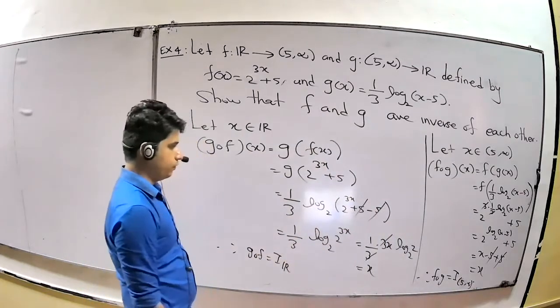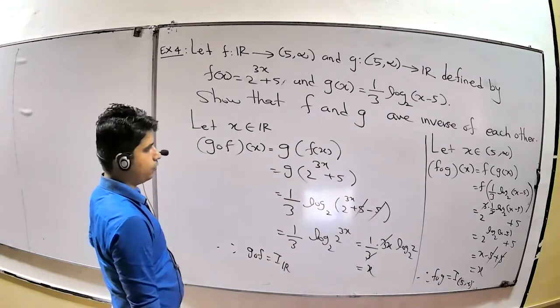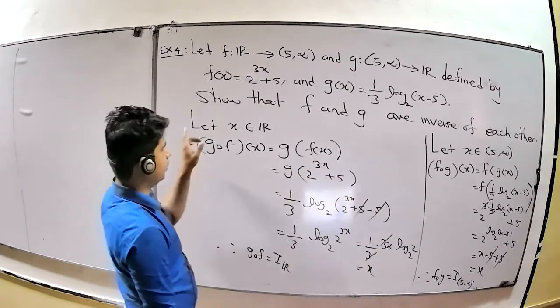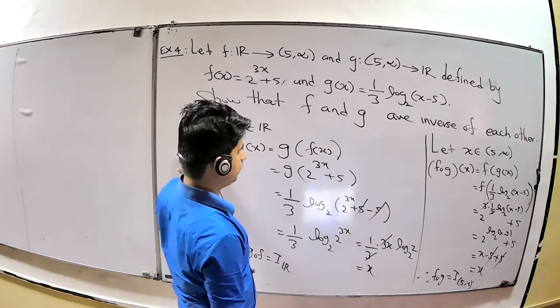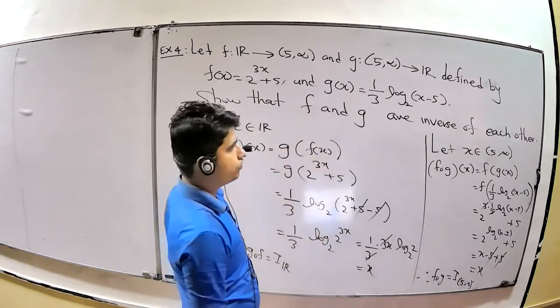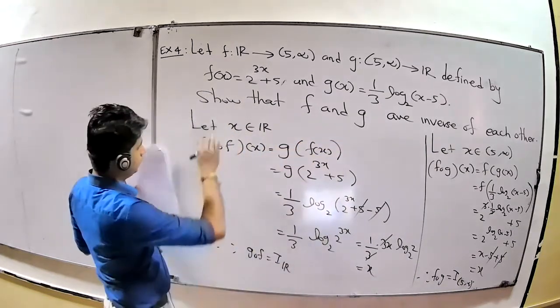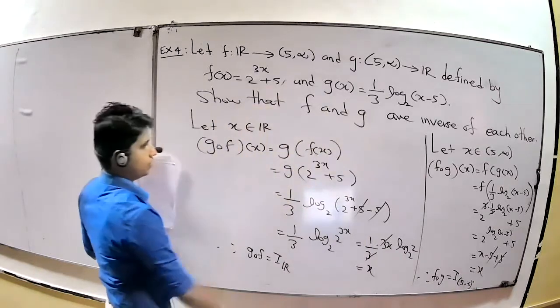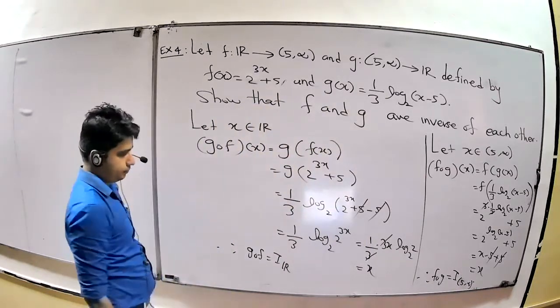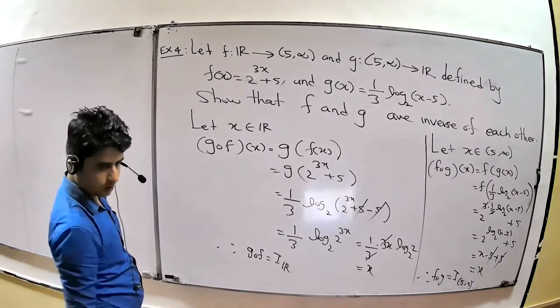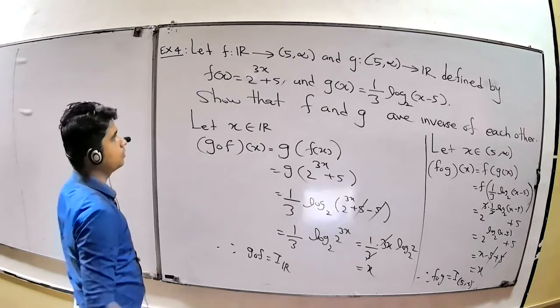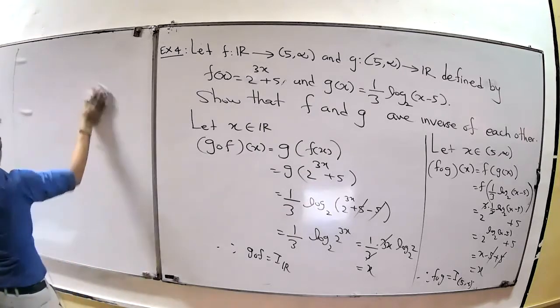Therefore this is enough to show that f and g are inverse of each other, right? Suppose f is the inverse of g, or g is the inverse of f. This is enough to show that f and g are inverse of each other, right? Now another exercise.